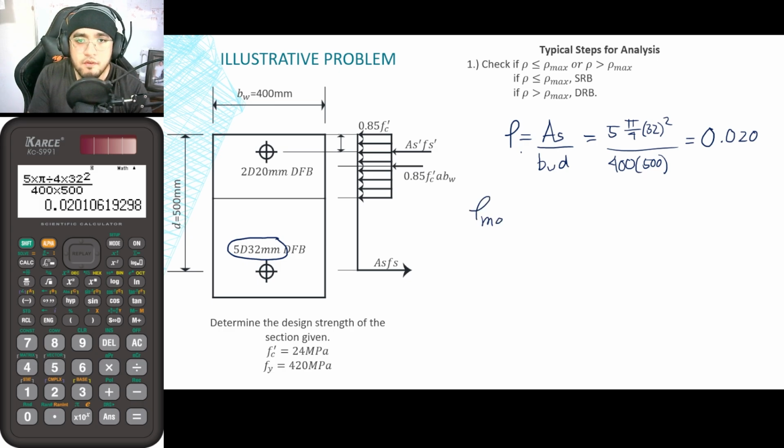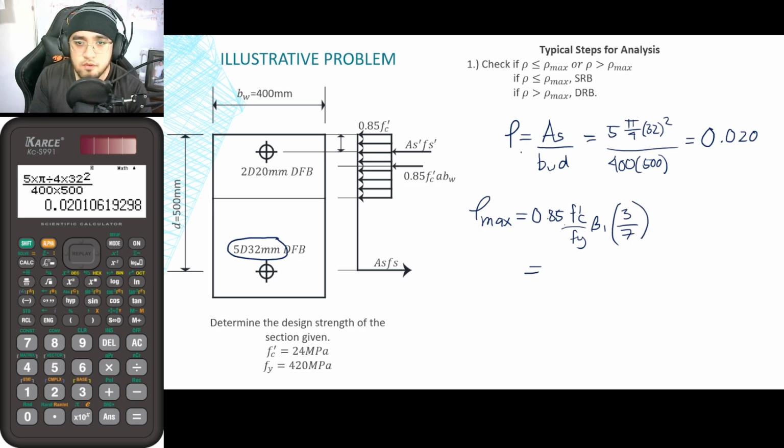So for the value of rho max, we actually have two rho maxes. One is for tension controlled and the other one is the provision of the code. Since it is not indicated in the problem that we will be analyzing this as tension controlled, we will now be making use of the rho max for the code provision. This is equal to 0.85 times f prime c divided by fy times beta 1 times 3 over 7. Once again, this is a code provision.